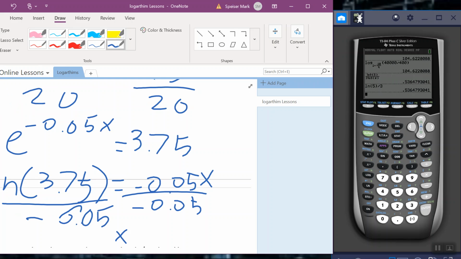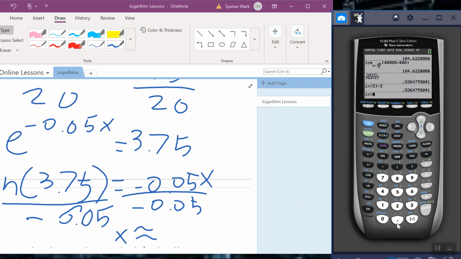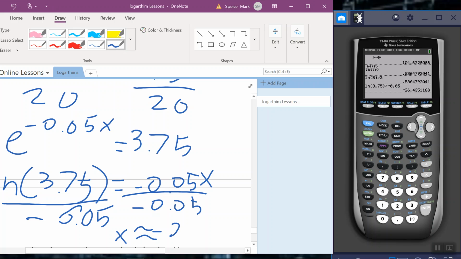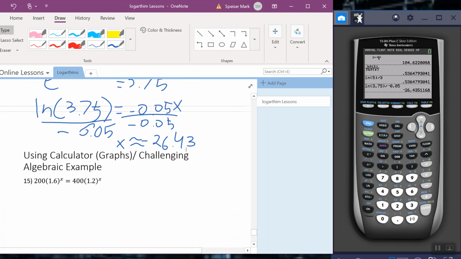And you get x is approximately natural log of 3.75 divided by negative 0.05, and x is negative 26.43. On to the last case, before we do an example of a logarithm solving.